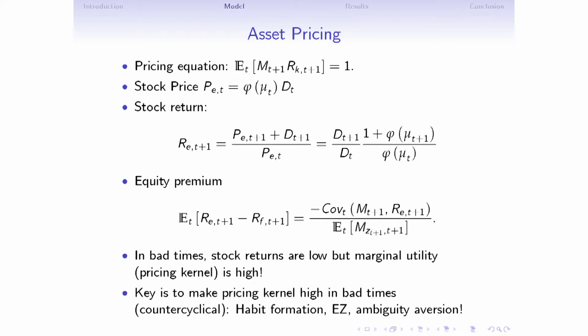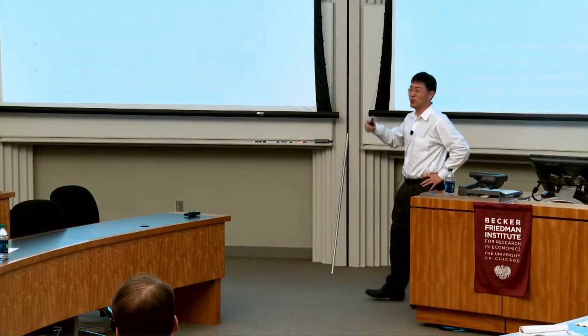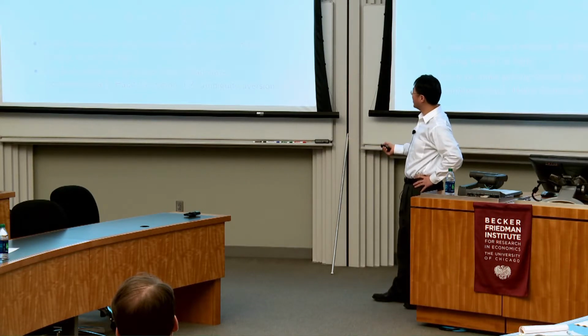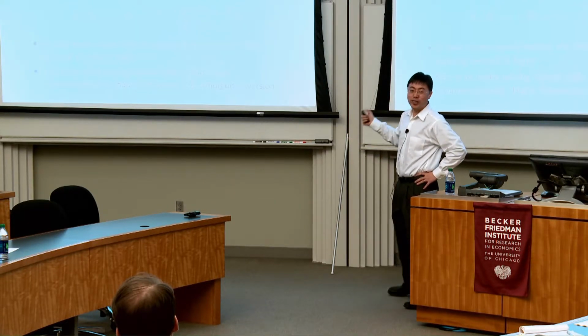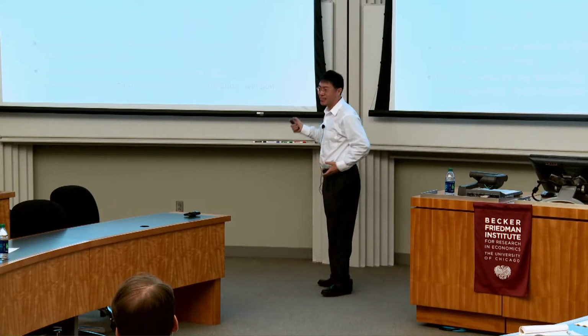We want to understand the equity premium. Basically, you compute this conditional equity premium. It depends on the covariance term, the covariance between the pricing kernel and the stock return. You want to understand why you can generate a higher equity premium. So what's the intuition here? The intuition is that you need this covariance term to be big. How do you make it big? In bad times, stock returns are low. But your hunger, that's what I learned from the Cochrane book, your marginal utility is high. Marginal utility is basically the pricing kernel. This must be high.